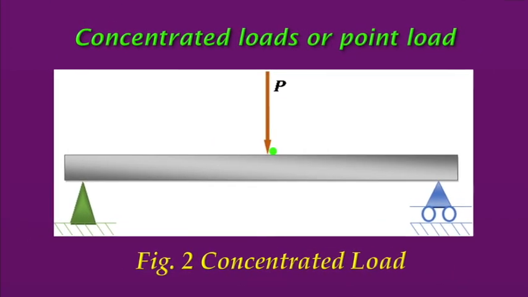First one is concentrated load. Here, in mechanics, load always means the force. Now, what types of force are applying here? Let's consider the beam is supported by these two supports at two ends. Whatever load means force applied at a particular point. So this is called the concentrated load, as if the entire force is applying at a particular point only. So this is called the concentrated load or point load.